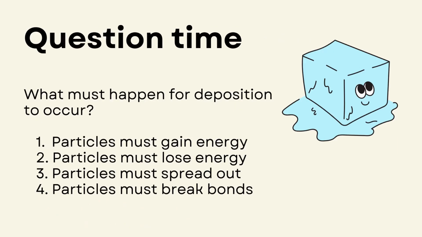Question time for you. What must happen for deposition to occur? Particles must gain energy, particles must lose energy, particles must spread out, particles must break bonds. Pause the video, think of an answer, and then check whether you are right or wrong. If you answered particles must lose energy, you are correct because it happens when you take or remove energy.